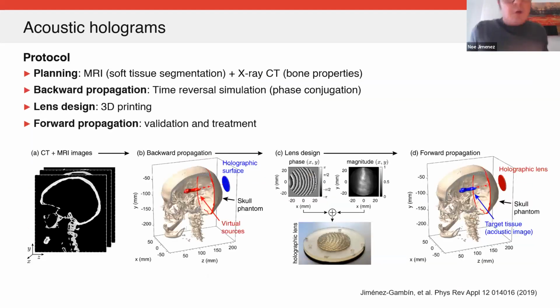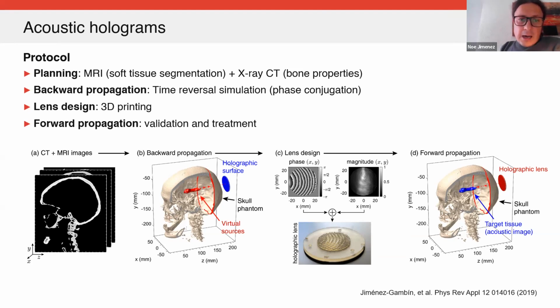So how do we do it? The approach is the following. We scan the patient. Right now we are scanning using X-rays and MRI, and we are also using only MRI images in order to extract soft and hard tissue. And using that, we set up a simulation using very tested pseudospectral methods, and we set a time reversal simulation.